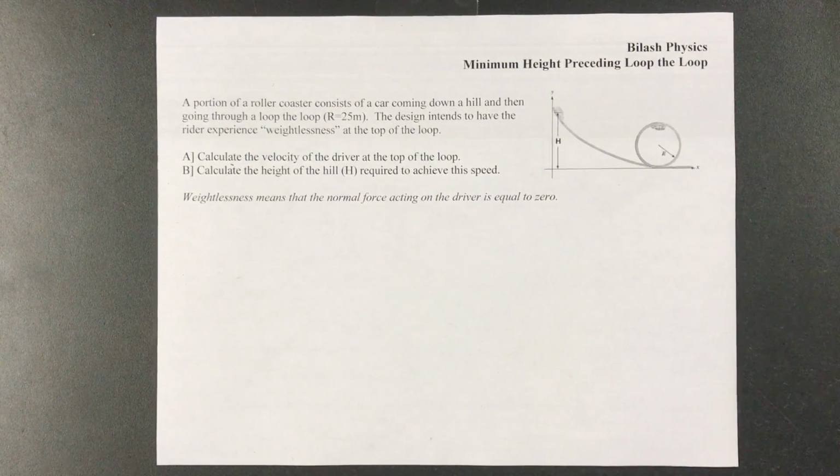A roller coaster consists of a car coming down a hill, then going through a loop that has a radius of 25 meters. The design intends to have the rider experience weightlessness at the top of the loop. Calculate the velocity of the driver at the top of the loop, and calculate the height of the hill required to achieve this speed.